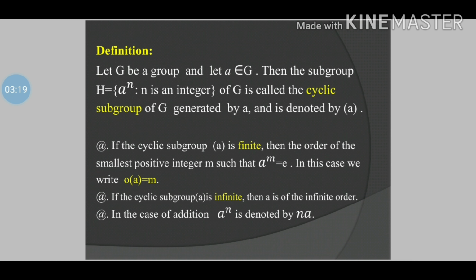If the cyclic subgroup is finite, then the order of a is the smallest positive integer m such that a raised to m is equal to e. In this case, we write order of a is equal to m. If the cyclic subgroup of a is infinite, then a is of infinite order. In the case of addition, that is, if we consider the set of all integers under addition, we consider a raised to n as n times a, that is, a plus a and so on, n times.